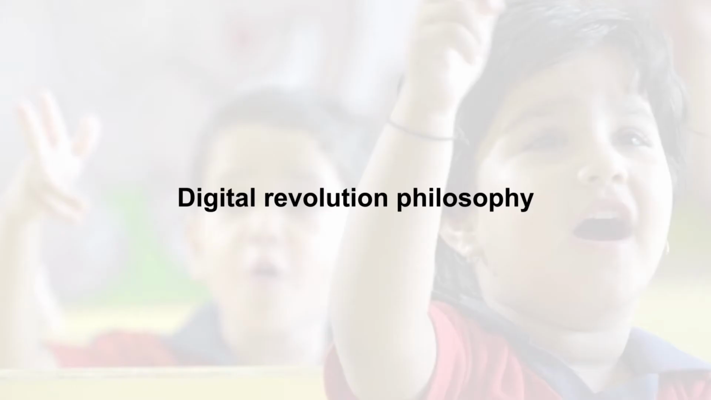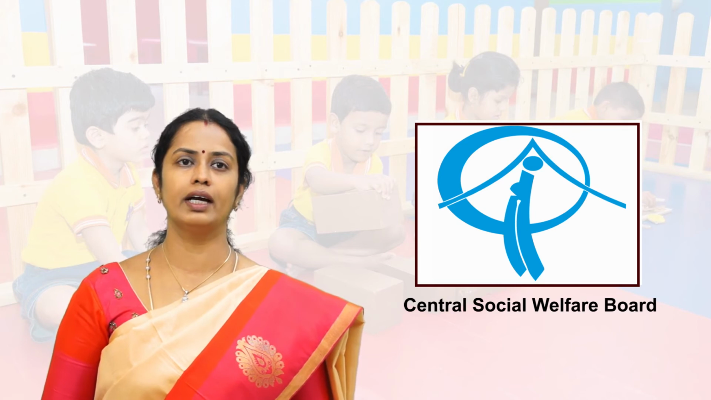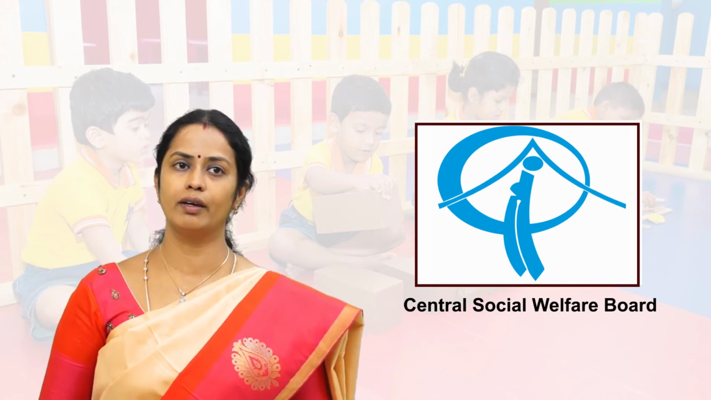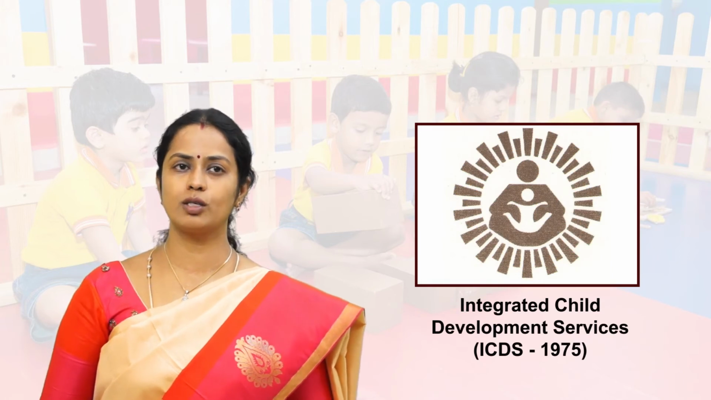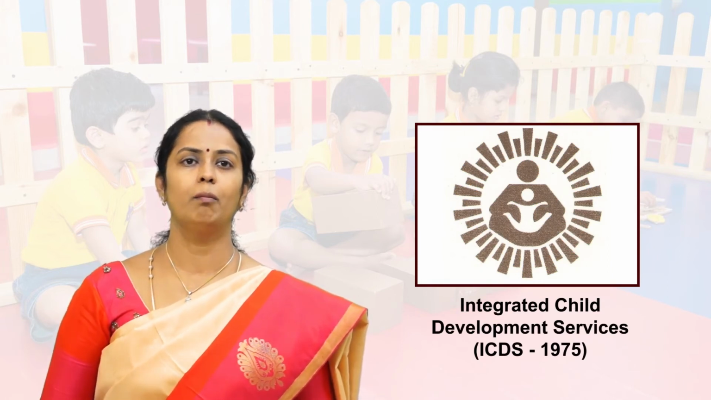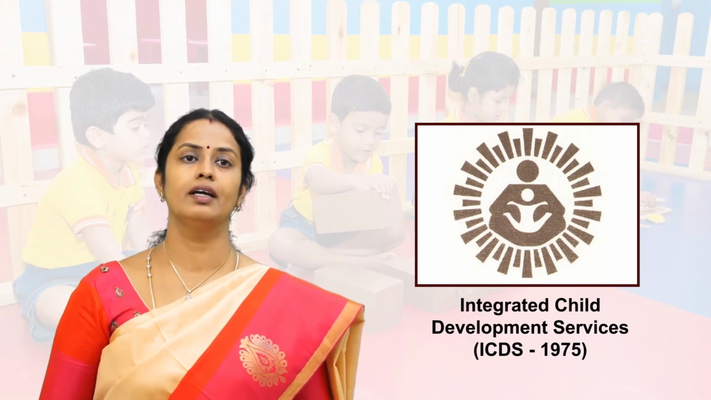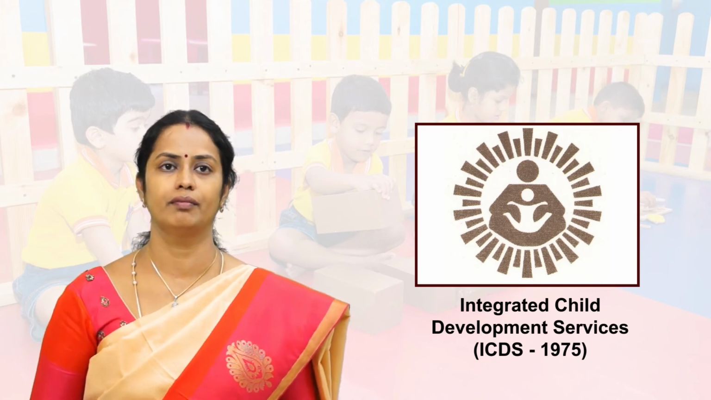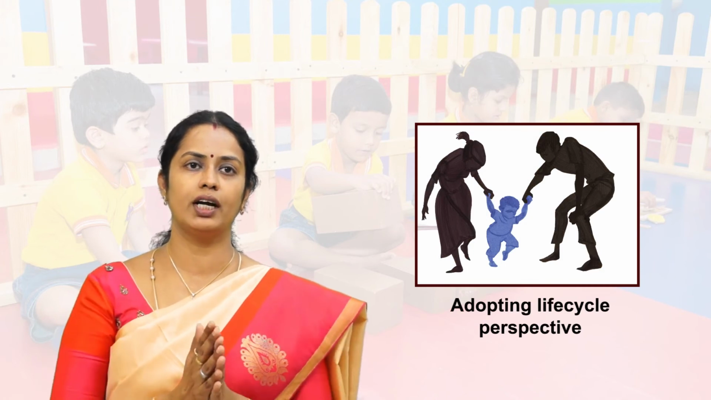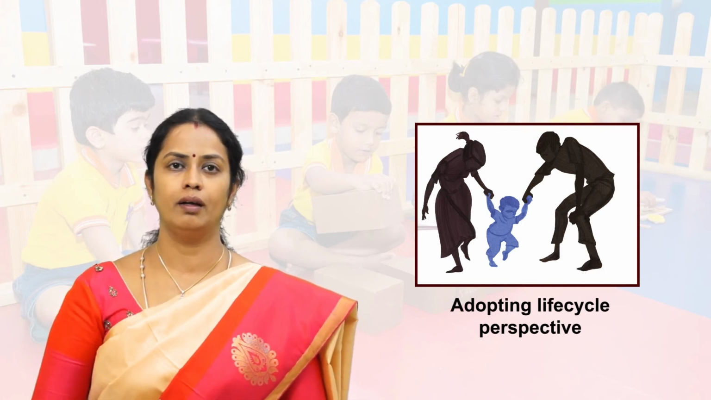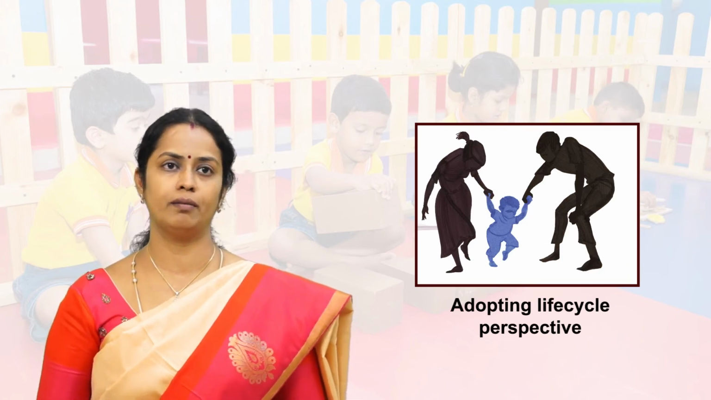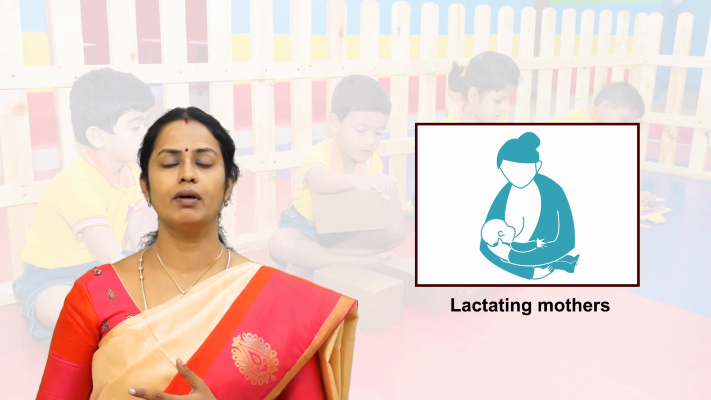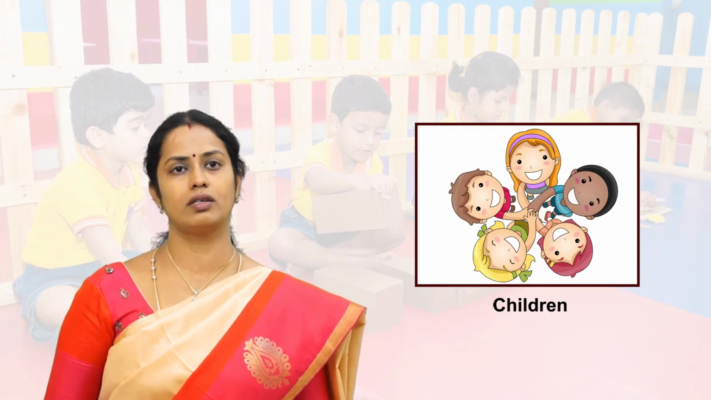Now let us look into the digital revolution, what happened in the digital revolution time. In the year 1953, the Central Social Welfare Board was set up to grant aid to voluntary organizations working for children. At present, India was found to be successful in developing a supportive policy framework by launching the major initiative we call Integrated Child Development Services, abbreviated as ICDS, in 1975. This program targets the all-round development of a child by adopting a life cycle perspective. But why do we say it is a life cycle perspective? Because it involves pregnant and lactating mothers, adolescent girls, and children of 0 to 6 years. ECE is one component of ICDS.